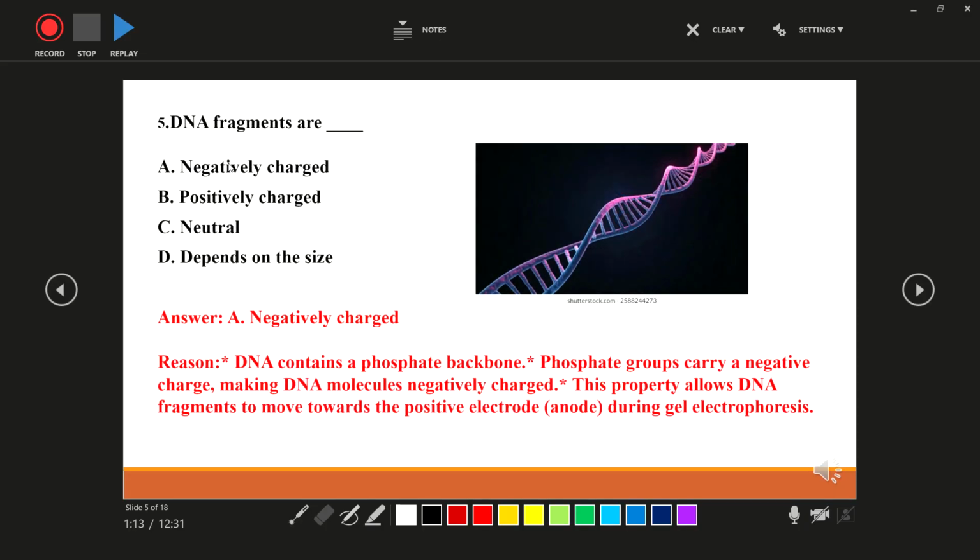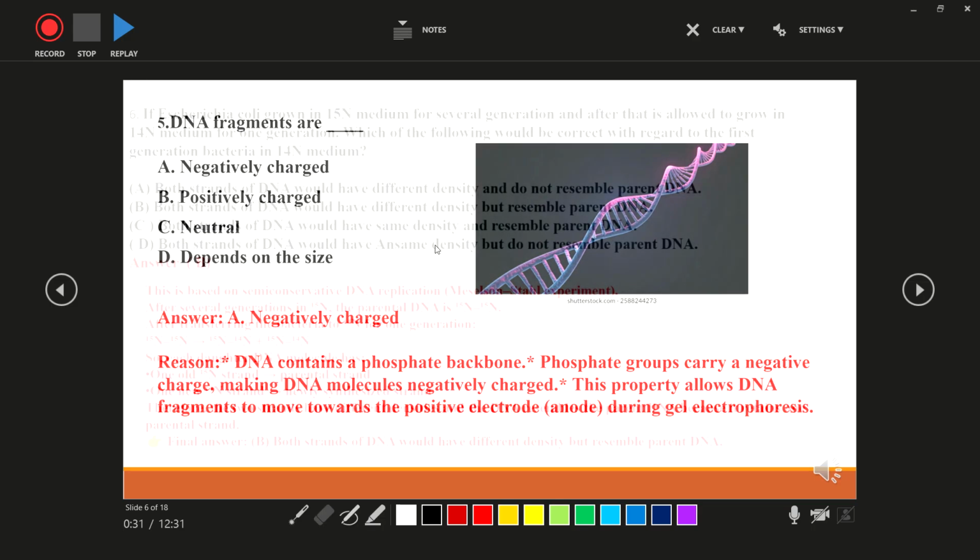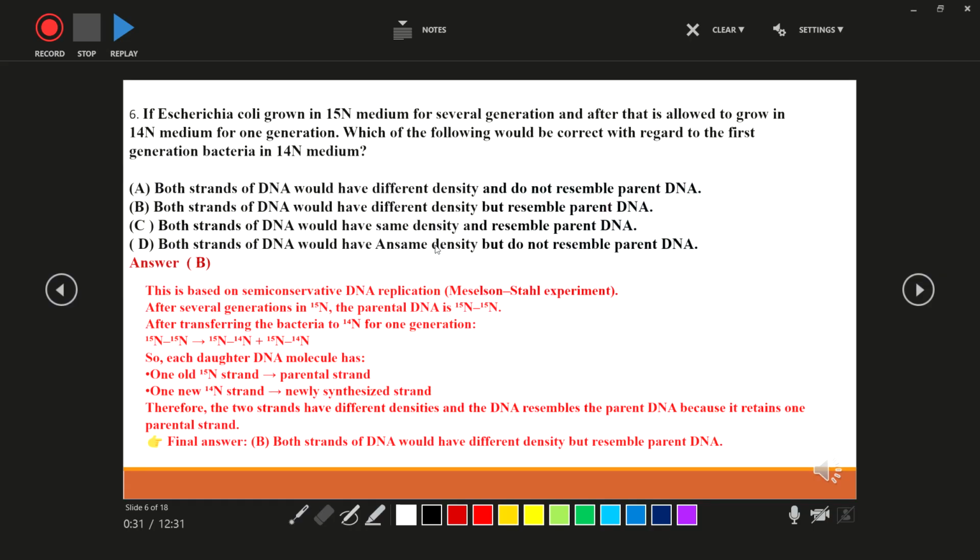Next question. DNA fragments are, of course, you know this, negatively charged because DNA contains a phosphate backbone, and the phosphate groups carry negative charge, making the DNA molecule negatively charged. This property allows DNA fragments to move towards the positive electrode, the anode, during gel electrophoresis. When you learn this, you will understand this. It's a very important question.